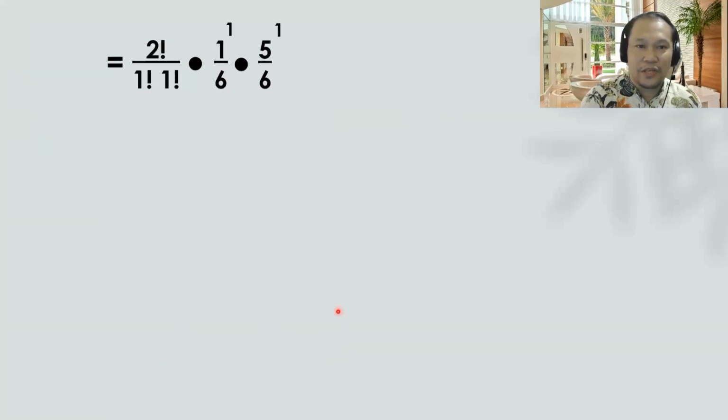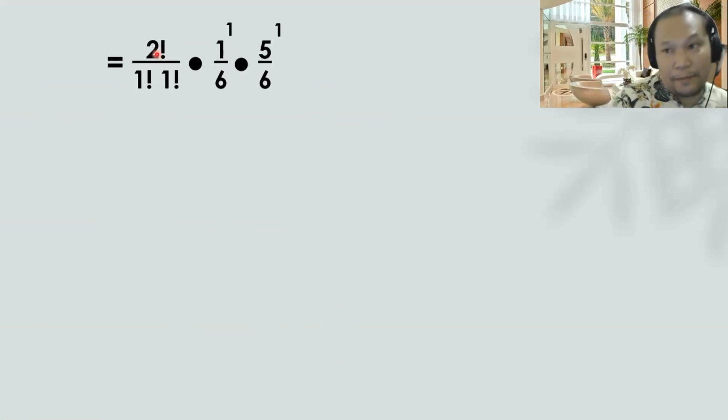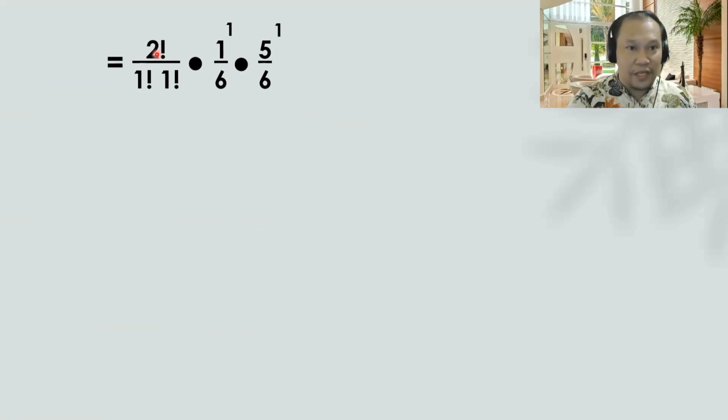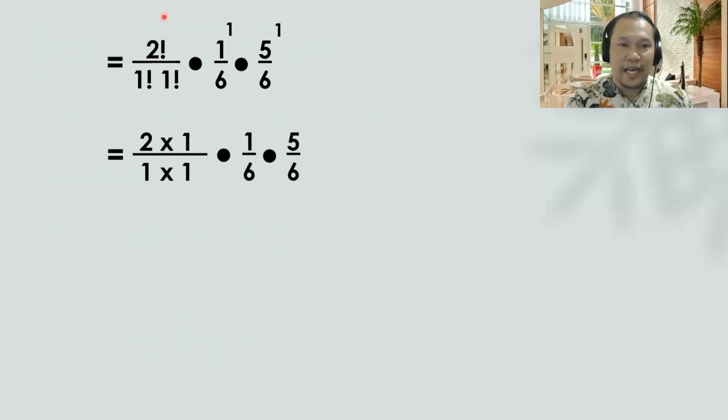Okay? Now let's continue. Now, in our simplification, we do have 2 factorial all over 1 factorial times 1 over 6 raised to 1 times 5 over 6 raised to 1. And then, the 2 factorial implies that you have to multiply 2 times 1. And for 1 factorial, that is 1 times 1. Then 1 over 6 raised to 1 is 1 over 6. And then 5 over 6 raised to 1 is the same as 5 over 6.